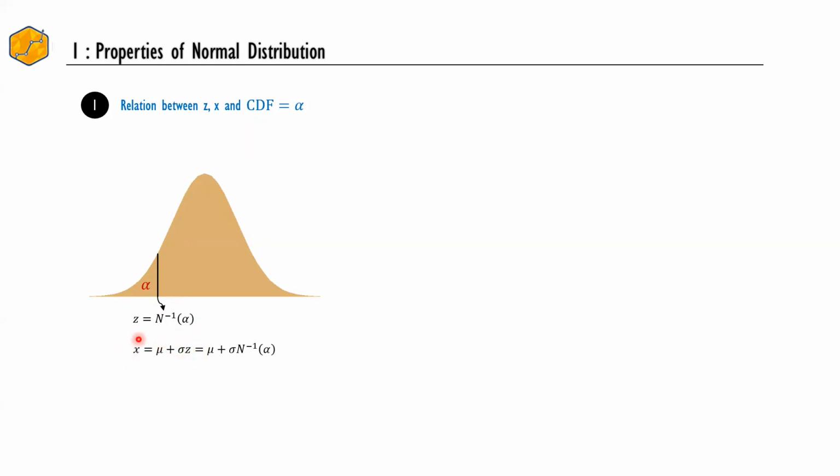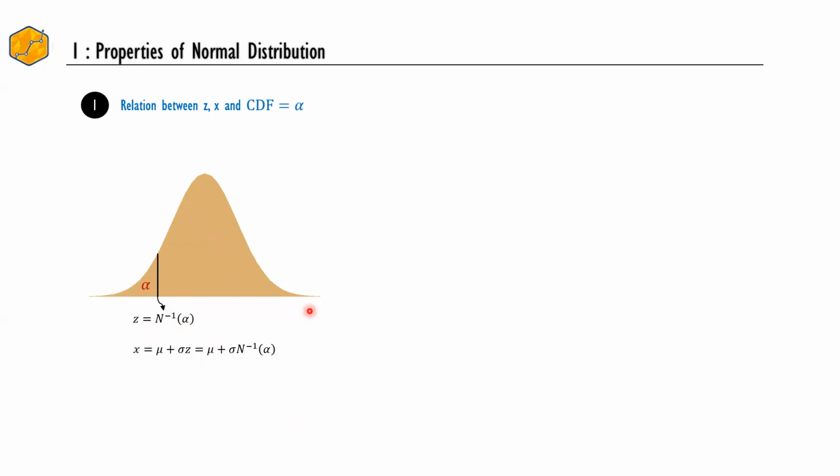Never forget this formula, this is very easy. Z is standard normal, X is the original normal distribution which has mu and sigma. The mean of Z is zero and the variance is one. So X is mu plus sigma Z, you just plug in Z here, N inverse alpha. That's all, okay? This is the relation that links X and alpha. And you also know the relation between alpha and Z. Why is this needed? This is needed at the end.